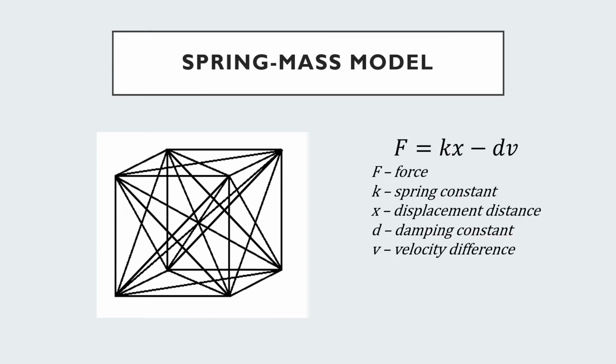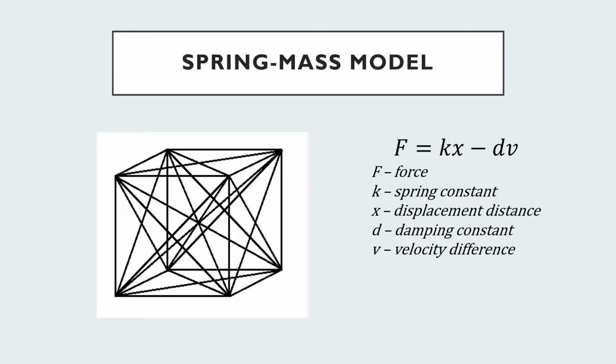The springs are governed by the equation on the right, where F is force, K is your spring constant, which is a measure of essentially the tightness of a spring. X is your displacement distance, which is the difference between its current length and its rest length, so the natural position of the spring. D is a dampening constant, which is a value that is used to reduce harmonic oscillation over time. And V is the difference in velocity of the 2 point masses, which are the vertices. This formula is based on Hooke's law.